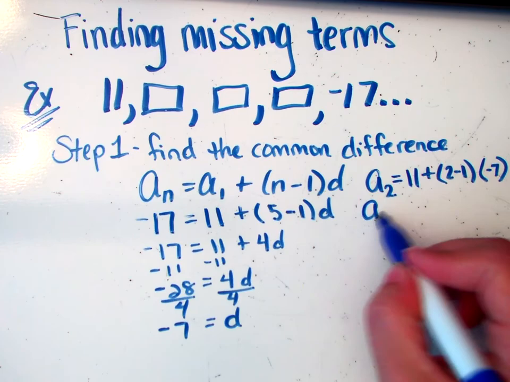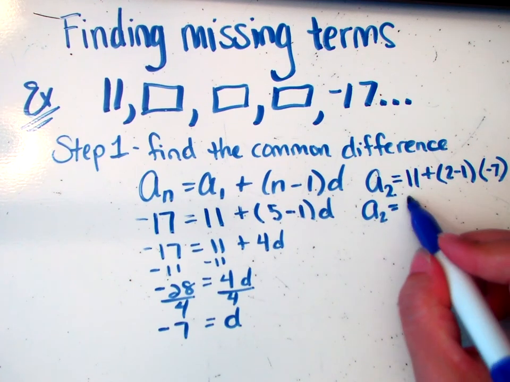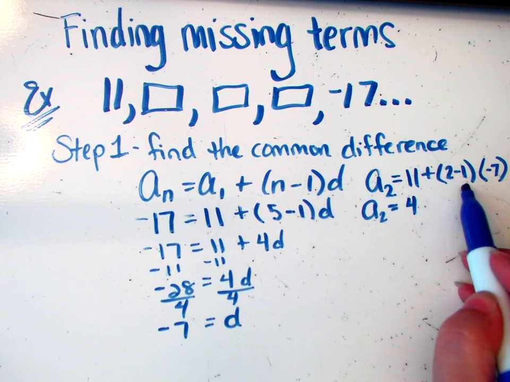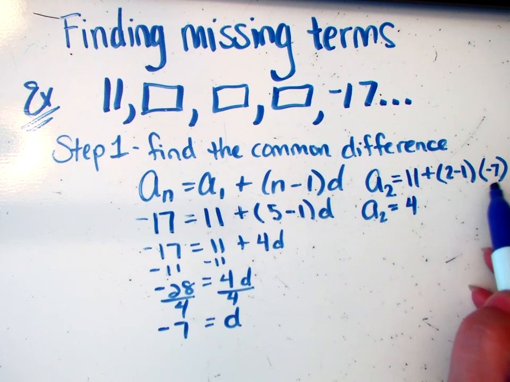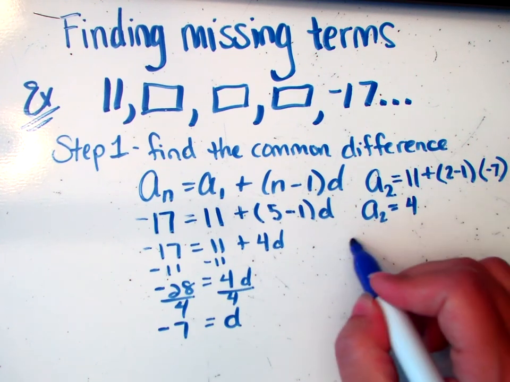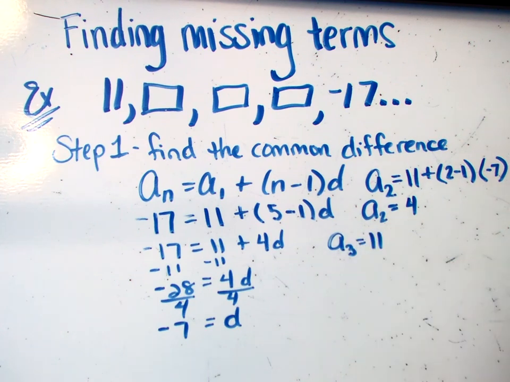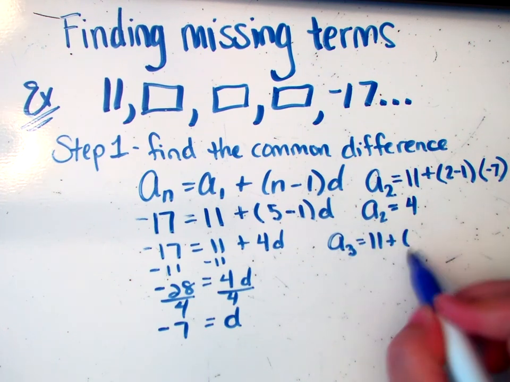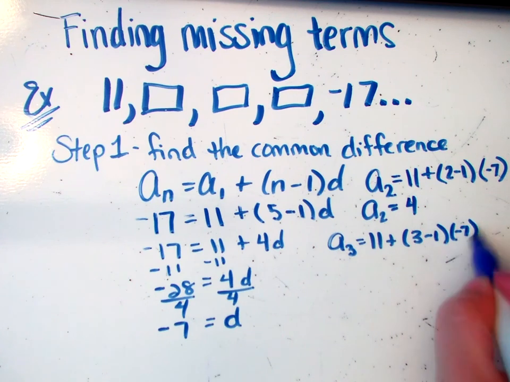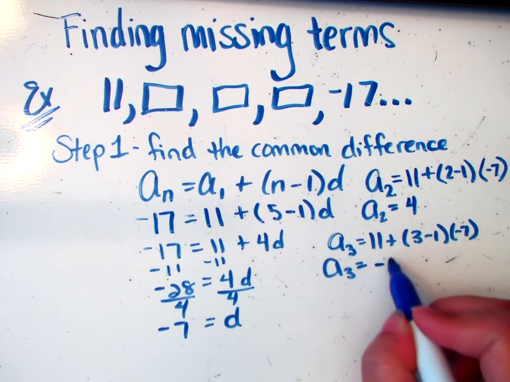Okay, so a sub 2 is going to equal 4. 2 minus 1 is 1. 1 times negative 7 is negative 7. 11 minus 7 is 4. A sub 3, we're going to do the same thing. 11 is my a sub 1. My n is my 3 minus 1 times negative 7. So a sub 3 is going to equal negative 3.